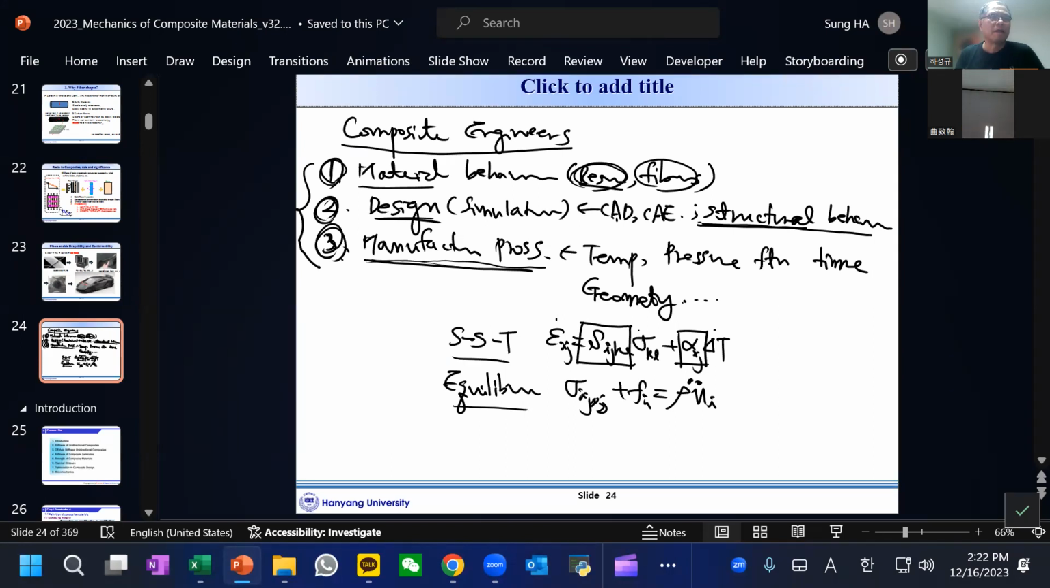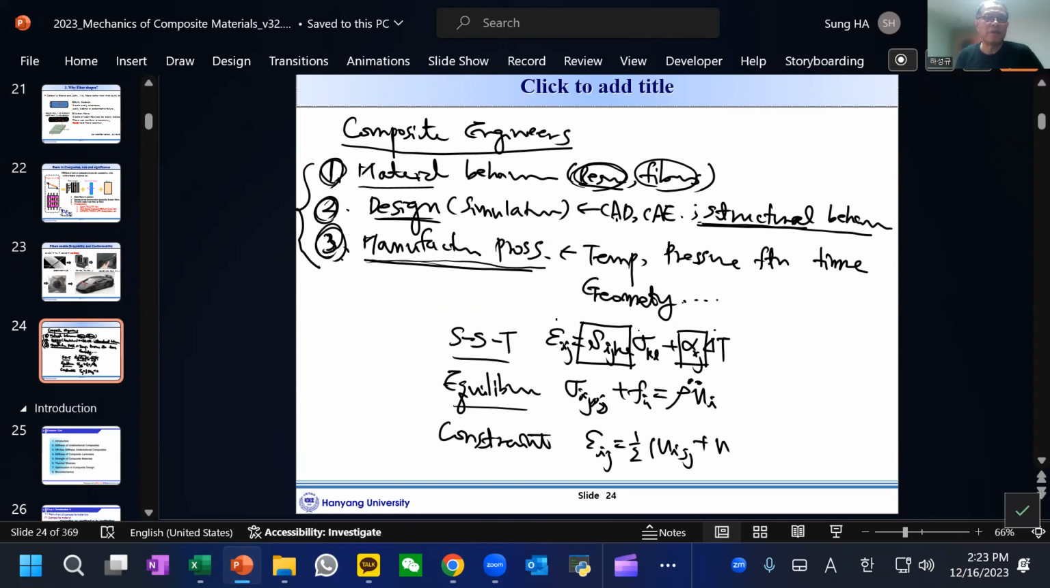And then constraint. Constraint means that the geometry has to have a certain constraint in deformation, etc. In terms of mathematics, this is called epsilon ij, the displacement and strain relations. Well, for a linear relation, we have this. So yeah, it's a very theoretical expression.